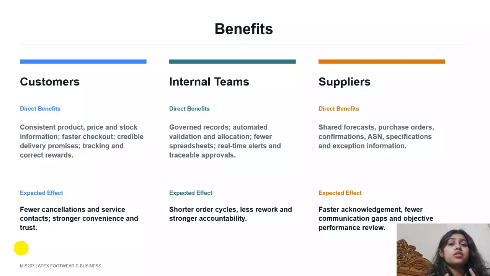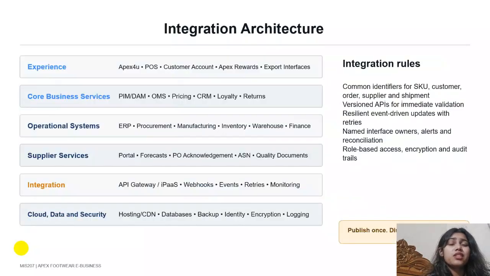Okay, so the next point is integration architecture. This slide shows how the proposed system is connected. At the top, we have customer-facing channels like Apex for You, POS, and Apex Rewards. Then we have core services such as PIM, order management, pricing, CRM. Below them are operational systems like ERP, warehouse, inventory, and finance. All the systems are connected through an integration layer using APIs and events.